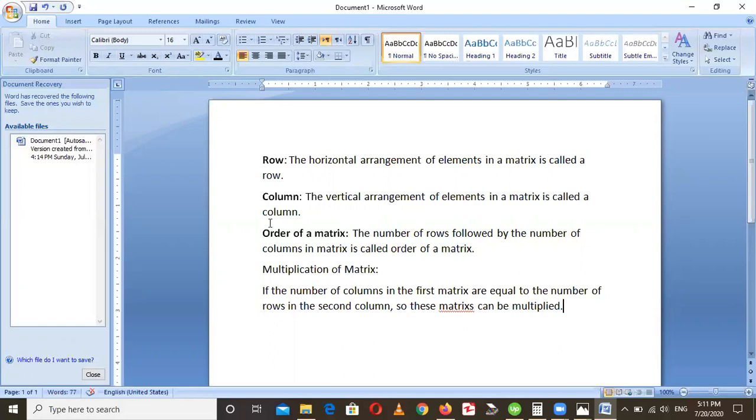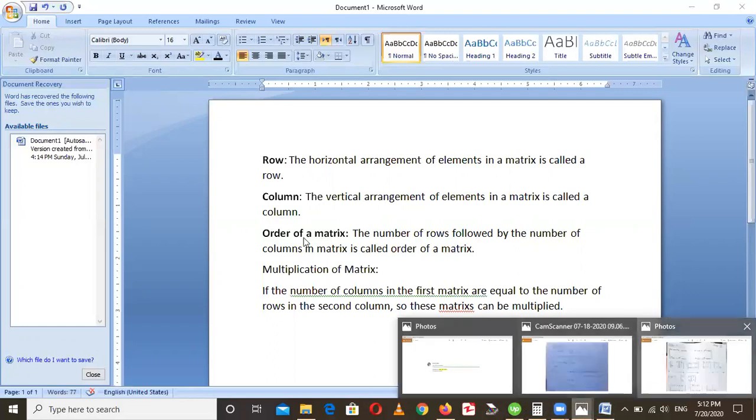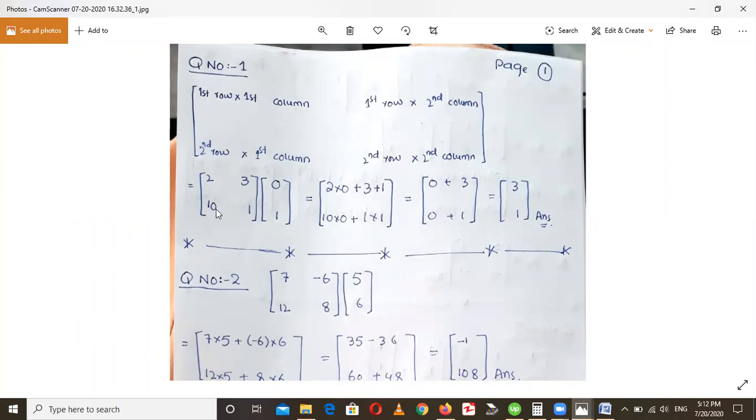The horizontal arrangement of elements in a matrix is called a row. What is horizontal arrangement? Look at this. Horizontal arrangement means this arrangement, these 2 3 are 10 and 1. These are basically the horizontal arrangement in a matrix. So these are called rows of the matrix. Now if someone asks you the number of rows in this matrix, there are two horizontal arrangements of numbers in this matrix, one is this one and the second is this one, so there are two rows in this matrix. Okay. So there are two columns and two rows in this matrix, right?